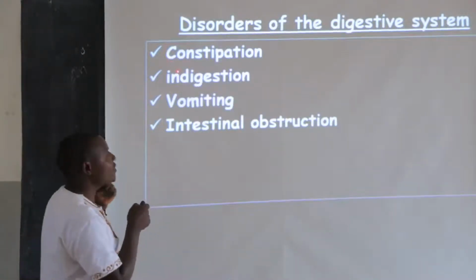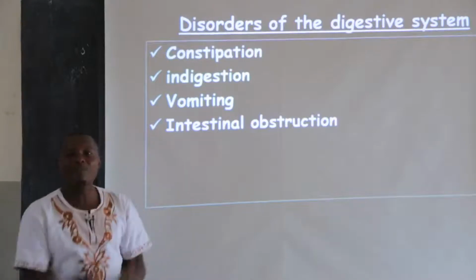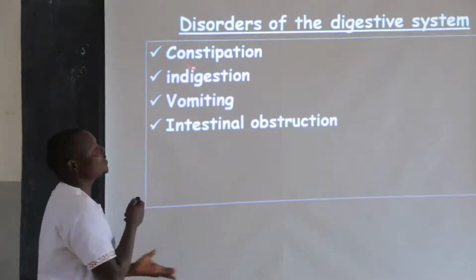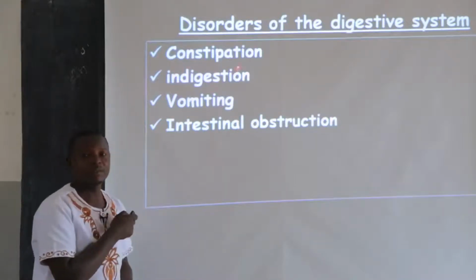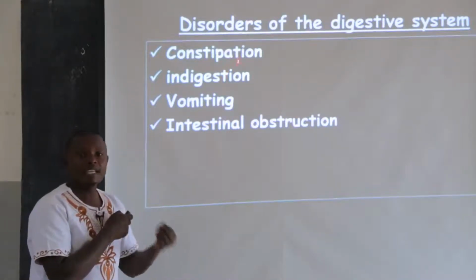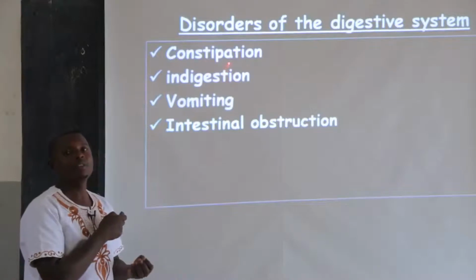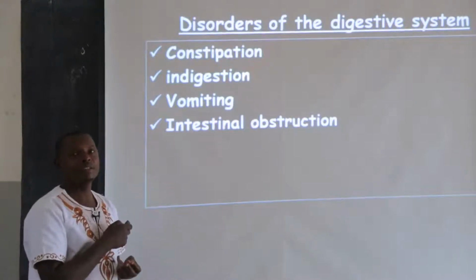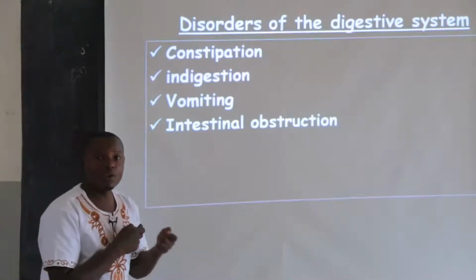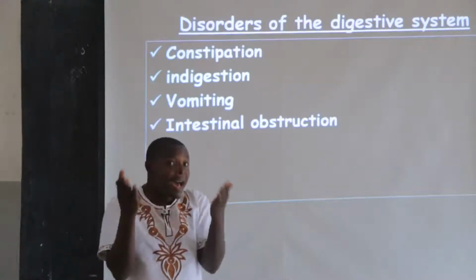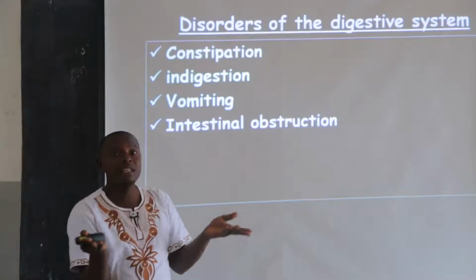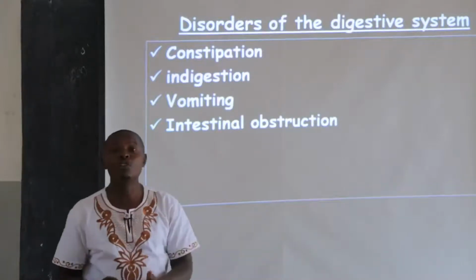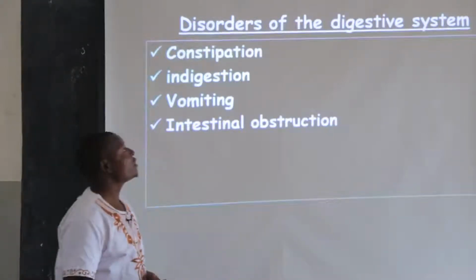These are the disorders. Children, help me and we go together. What are the disorders of the digestive system? 1, constipation, indigestion, vomiting, intestinal obstruction. If there are others, but these are the common ones. You can discuss others, but these are the common digestive disorders.